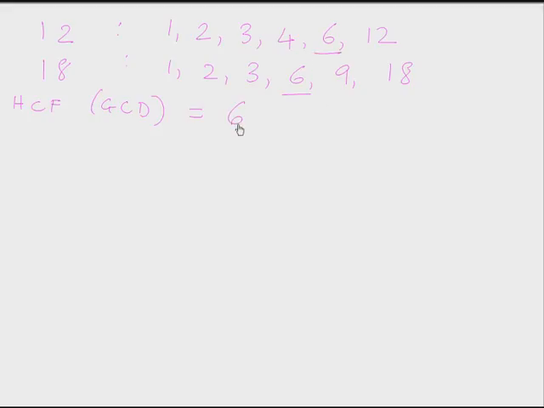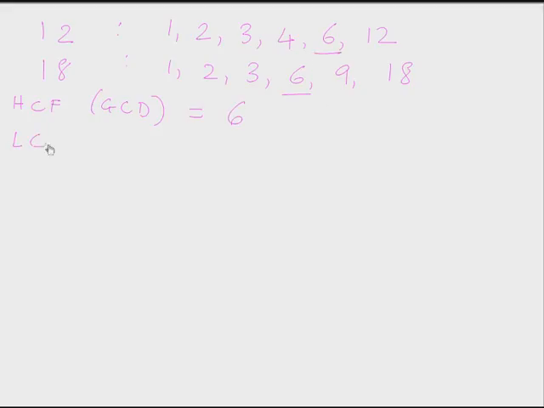Let's look at an example where we see the relationship between factors, highest common factors, multiples and lowest common multiples. Look at our example of 12 and 18. Let's find out the highest common factor. What are the factors of 12? 1, 2, 3, 4, 6 and 12. What are the factors of 18? 1, 2, 3, 6, 9, 18. So what is the HCF? The HCF or the GCD is 6. That's the highest common factor.